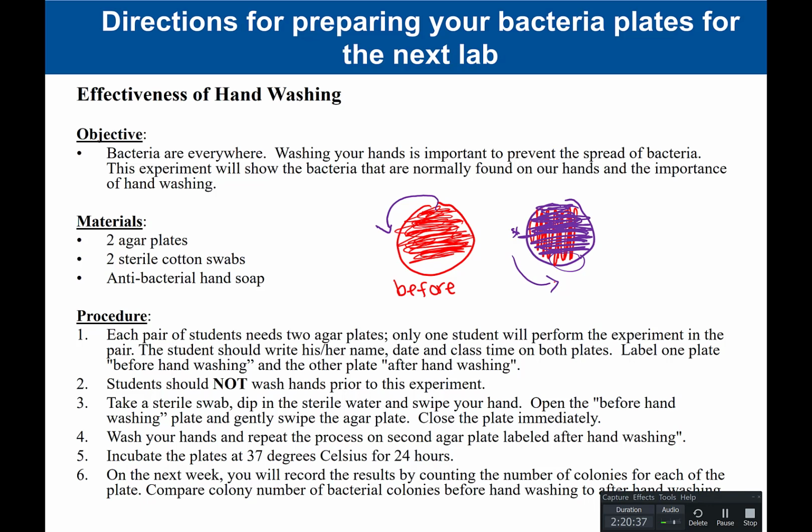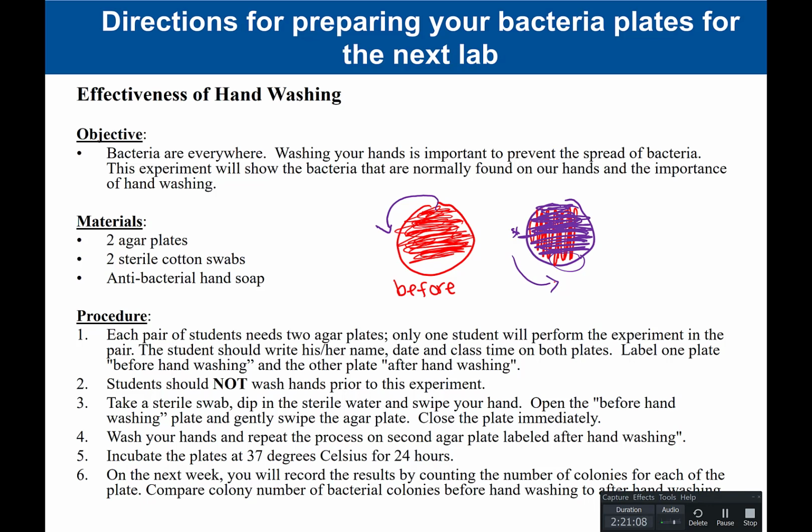Then you would use whatever method you were testing. Some of you might test the soap in the classroom. Some of you might test Dial soap. Some of you might test Purell hand sanitizer. Some might test Target hand sanitizer. Whatever method you're testing, you would use that. So let's say you would use the Purell. You would put the Purell on your hands, right, and give it time to kill off any bacteria.